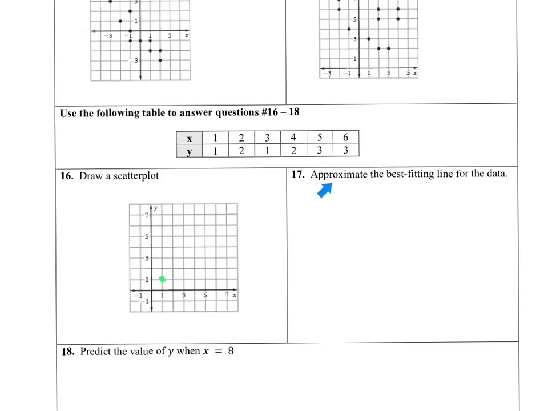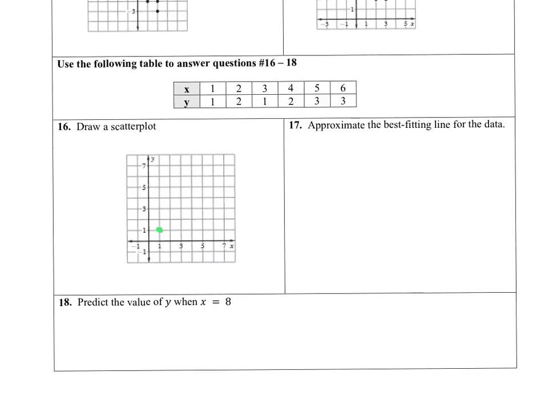In number 17, they want you to then make a line of best fit. So like we did in class, draw your line. Make sure you kind of have the same amount of points above and below the line, but get it close. Everybody's is going to be a little bit different. And then number 18, predict the value of y when x is 8. So when x is here, what's the y value going to be? That's what we're looking for there. And it could be an estimate. Okay?